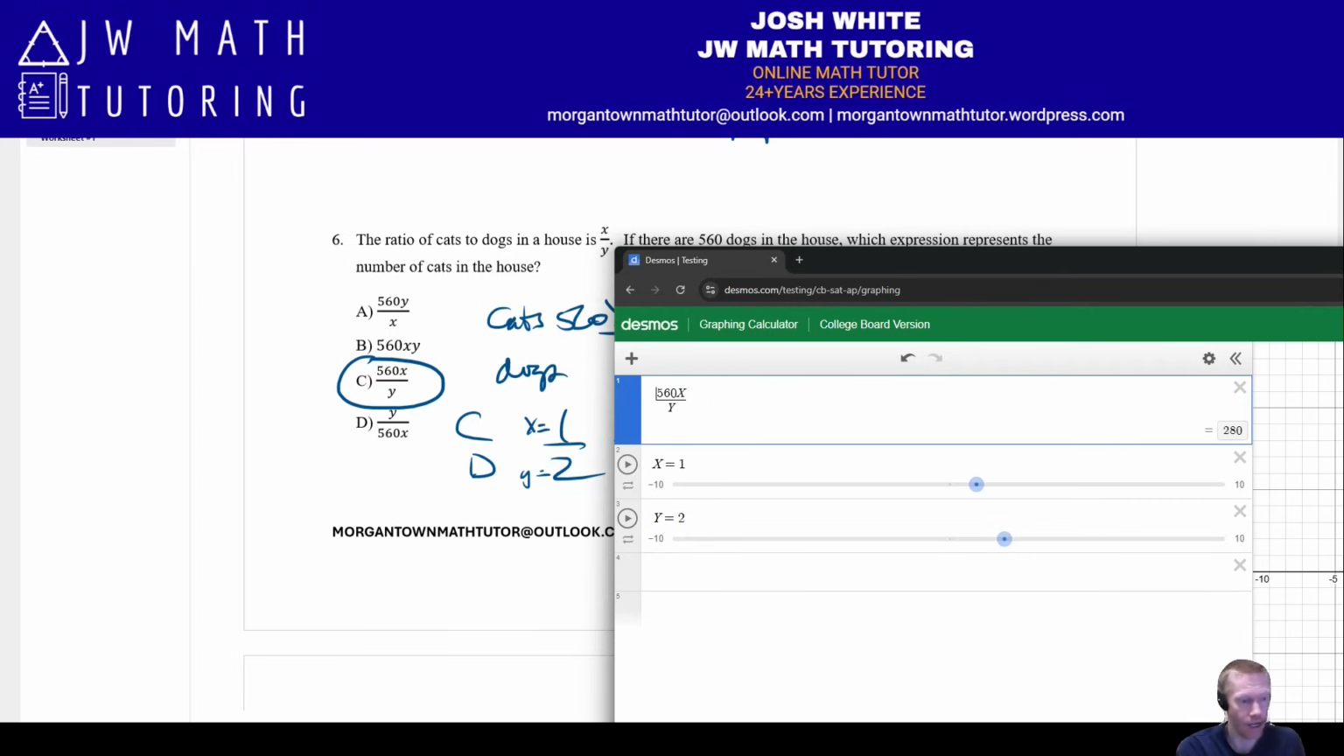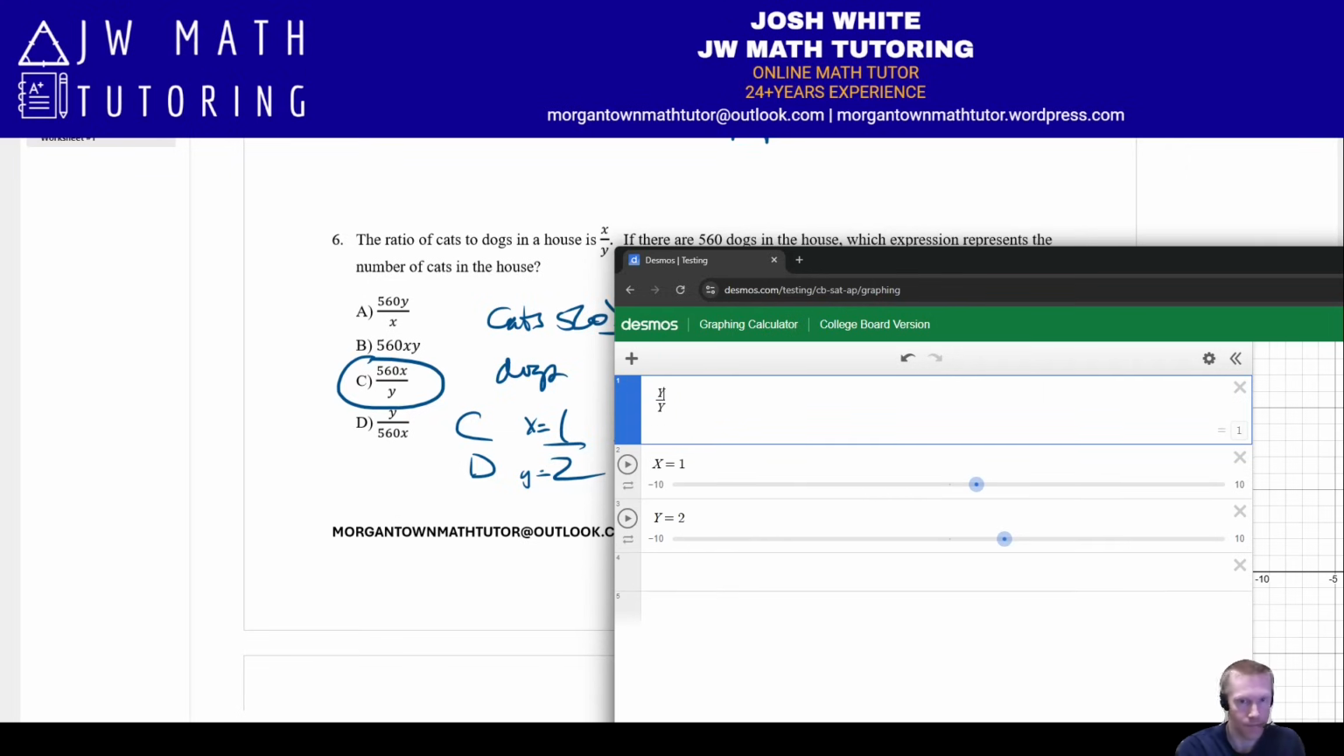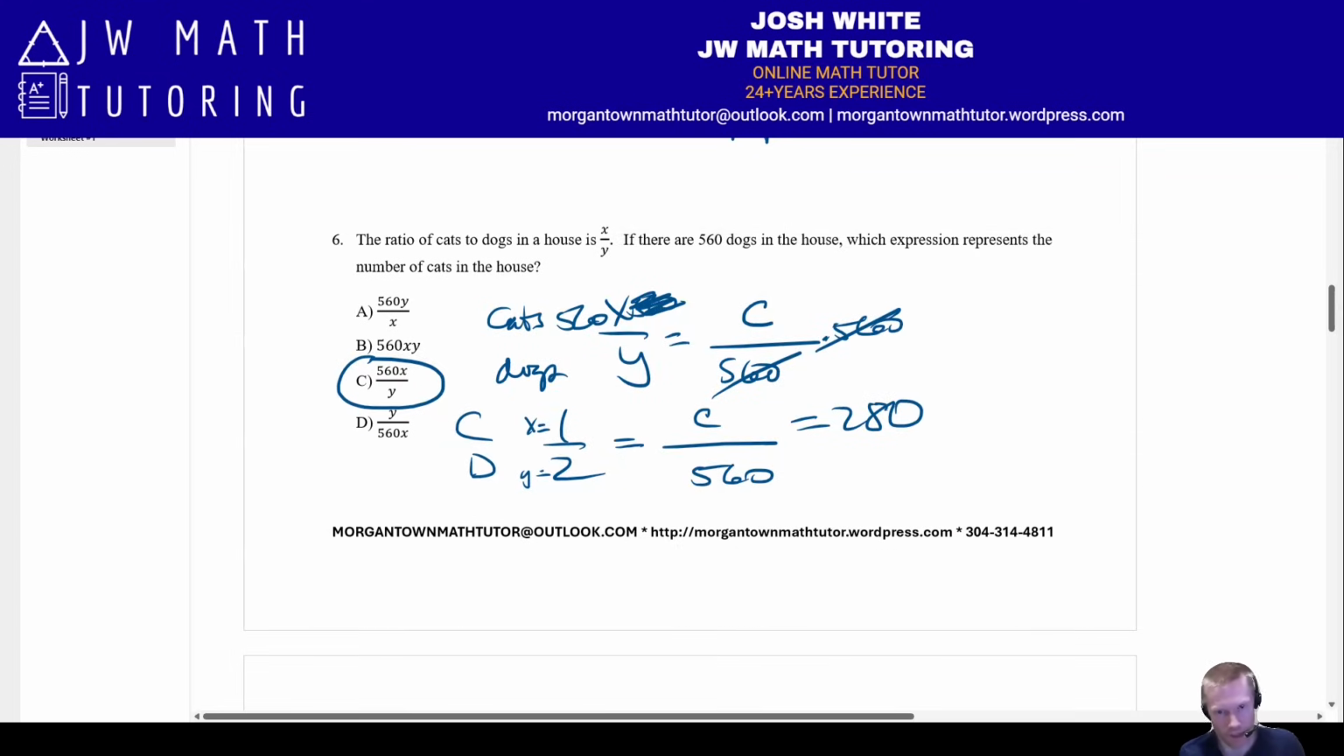And let's just check out answer choice D, 0.0035. Yeah, that's completely wrong, not 280. So therefore, that just confirms the correct answer is letter C. That's an alternate approach that you could take on this problem.